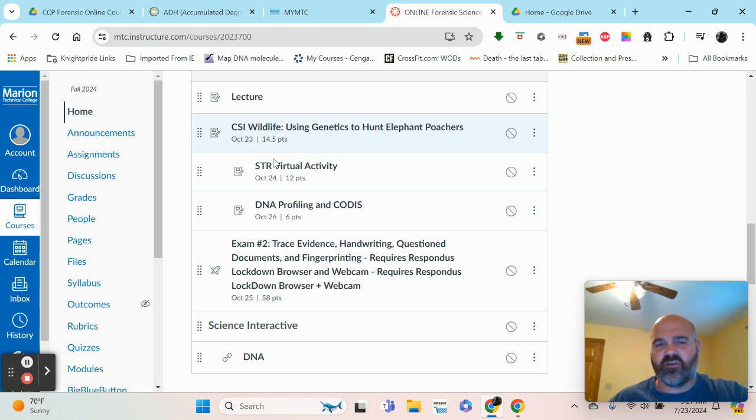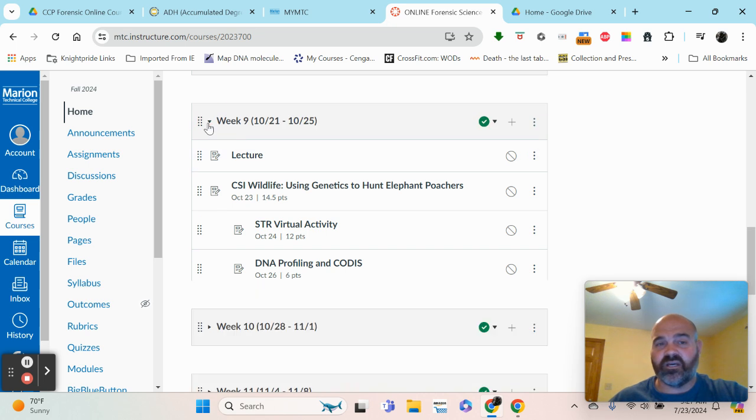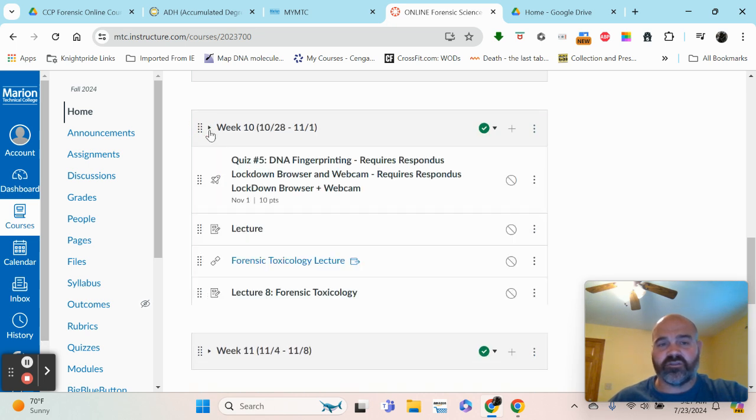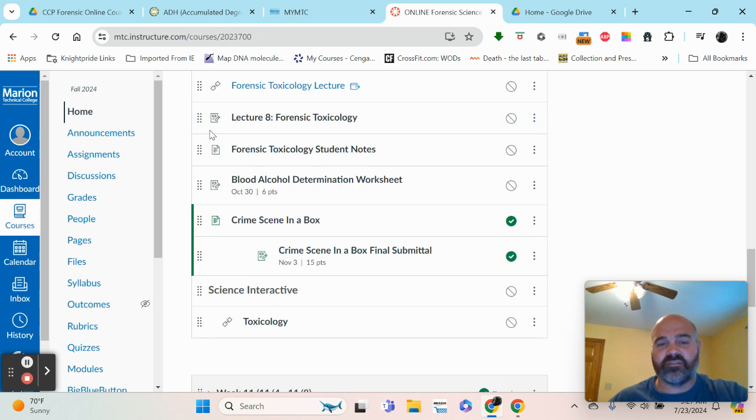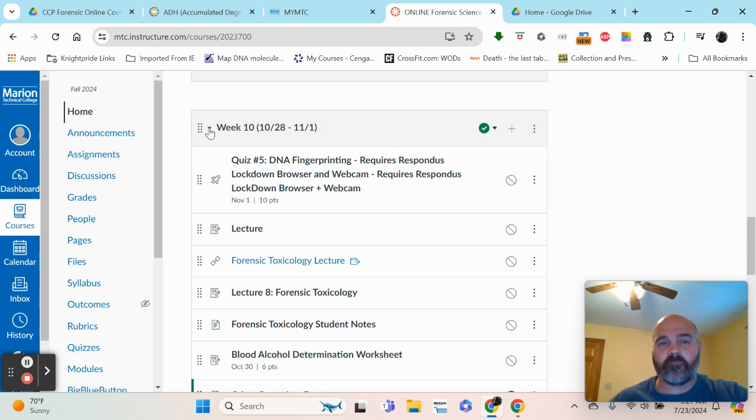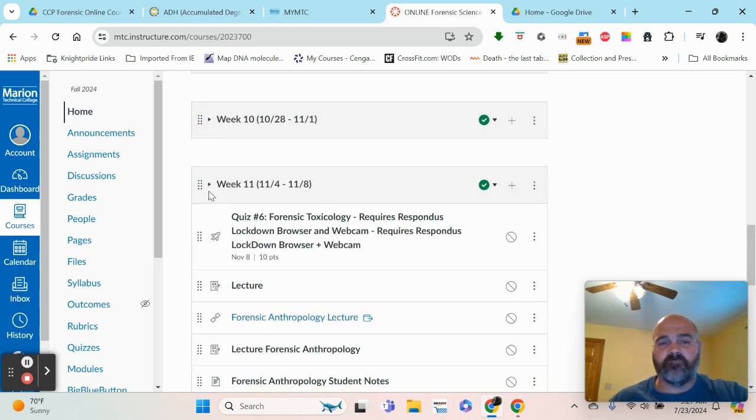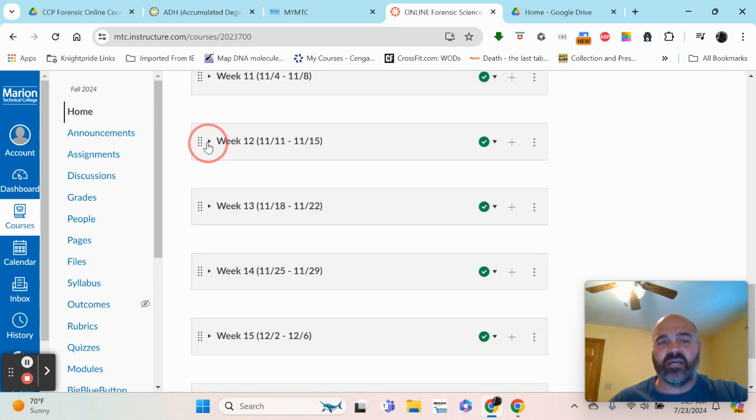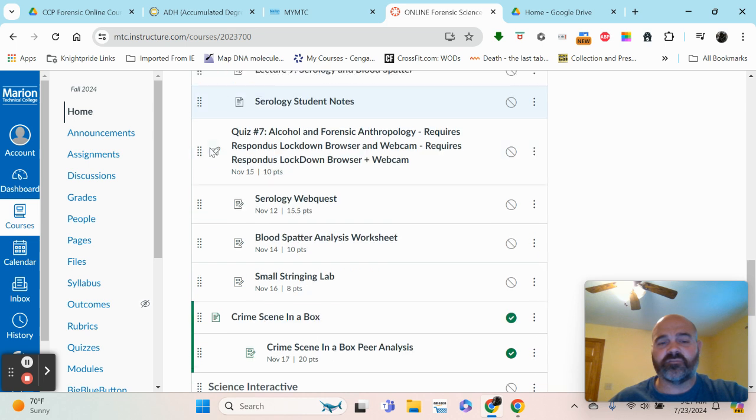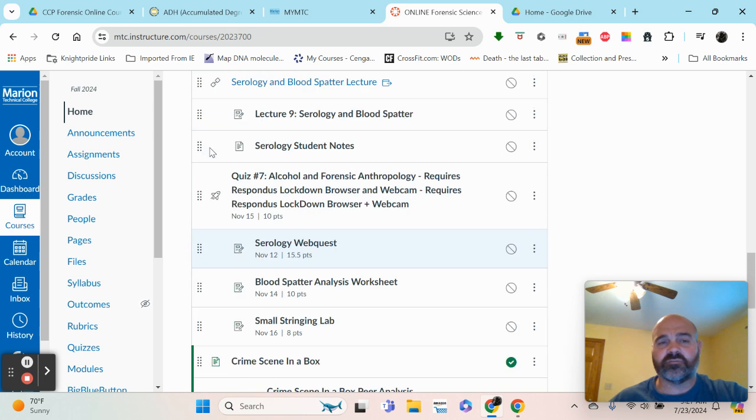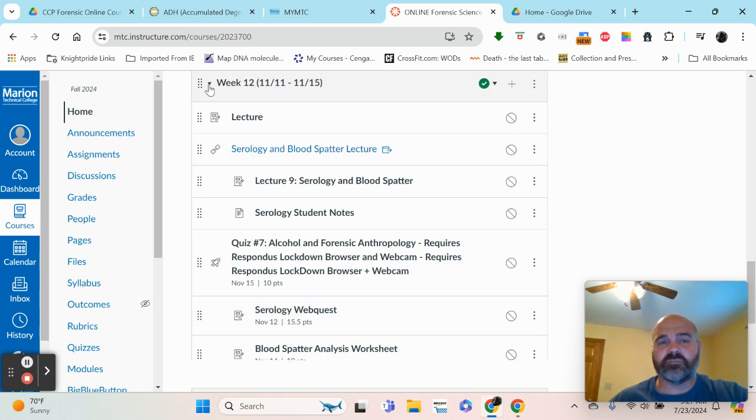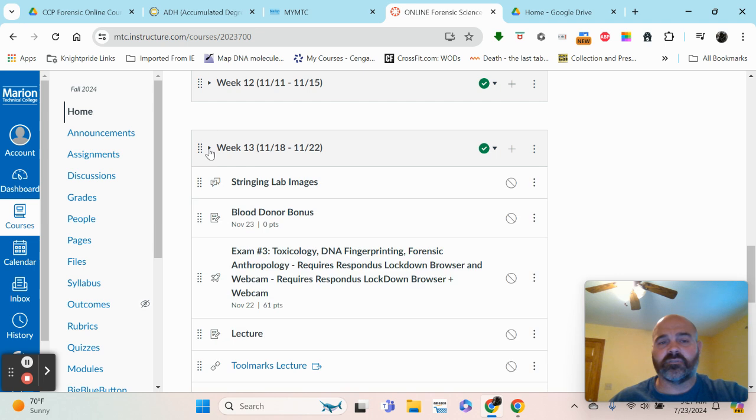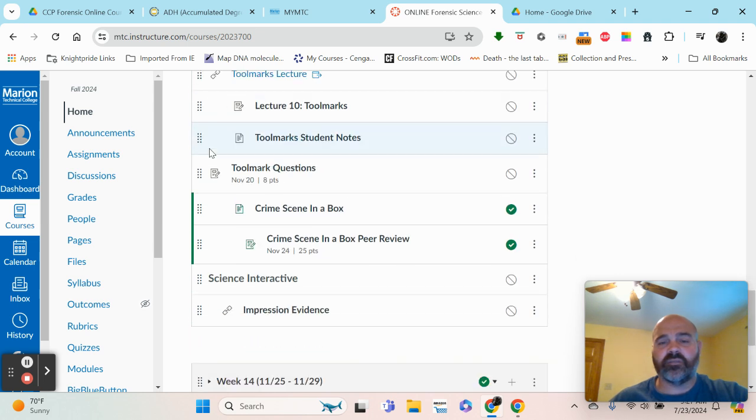Still continuing with DNA fingerprinting. This is our second exam, and now we do have a science interactive assignment. So exam 2 is week 9, and then again, I'll just go through these real quick. Week 10, kind of see what we've got. Week 10, week 11, and remember, I'll open these up so you can kind of see what you've got. Week 12, week 13.